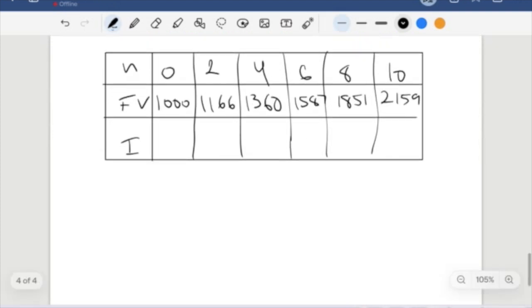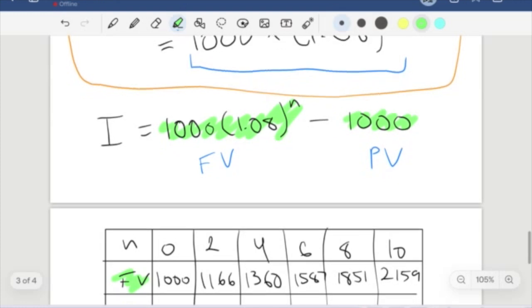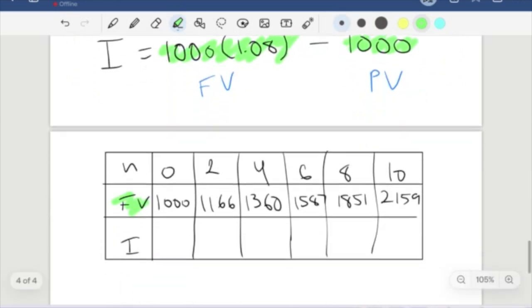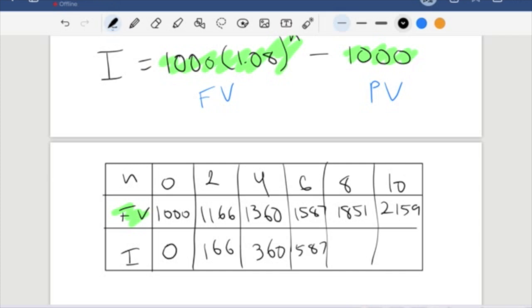Now, the thing I actually want as my y-axis, the interest, I'm going to take all of these things here in my future value column, and as we can see in this I equals 1,000 times 1.08 to the power of n, the future value, all I'm going to do to each of these numbers is take away 1,000. That gives me my interest. So this is going to be 0, and as I go through, you should see that all of these numbers here are just 1,000 less than my future value. I get 851, and I get 1,159.